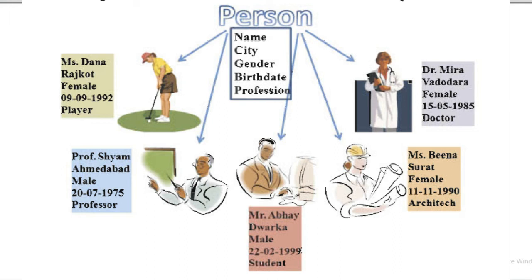Now we can see that all these objects are inside the person class and they share the same attributes. But what differentiates this object from this object? First is name, then the city they belong to. Their gender value is the same, but their date of birth is different and their profession is different. So this is a real example of a class and objects inside that class.